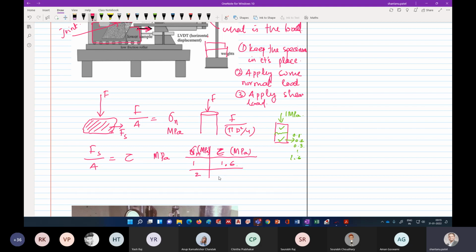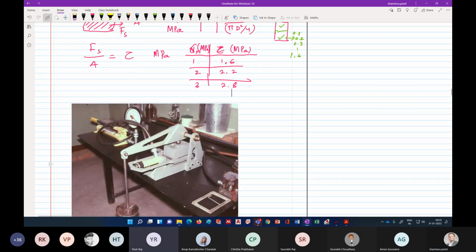This is giving, let's say, 2.2. Let's say increase it to 3. Let's say we get 2.8. Okay, so is this clear what we are doing here? Yes, sir. It's clear.